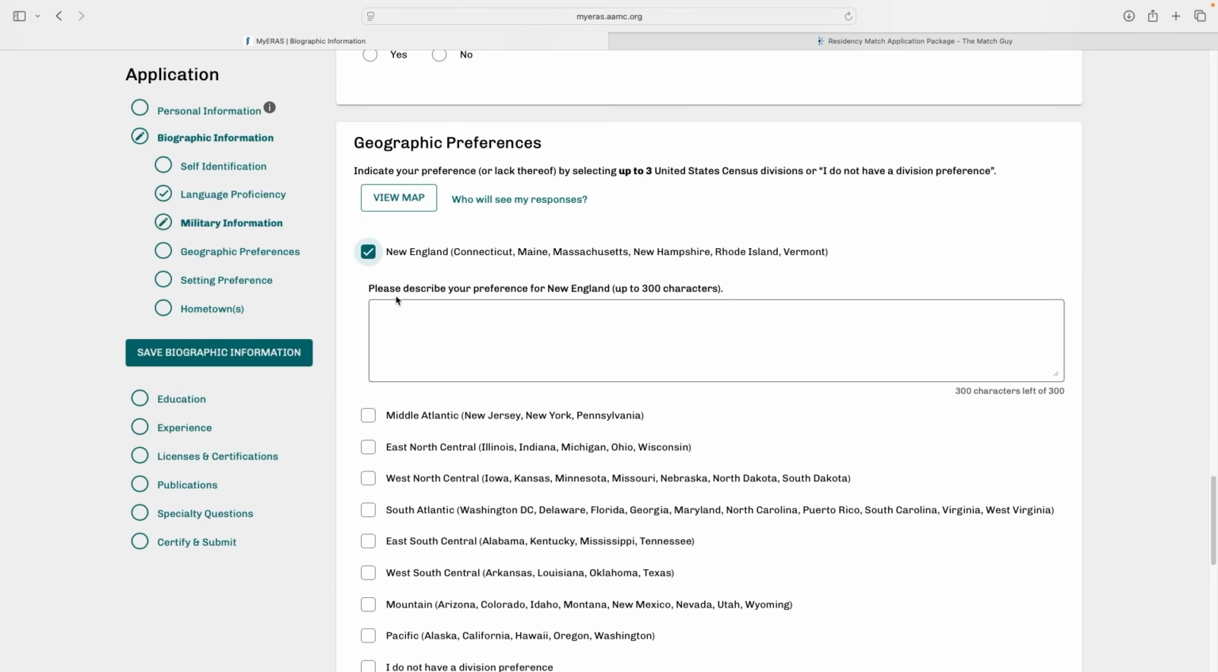Once you pick an area, you can describe why you have a preference for that area. So you might say you have family ties, or you've lived in that area and loved it, or whatever kind of connection you have to that area, and the more convincing it is, the better. Some people might not have any family ties, or they just don't have a preference. And in that case, if you really don't have a preference at all for any of these geographic areas, I recommend you go by the ECFMG data.